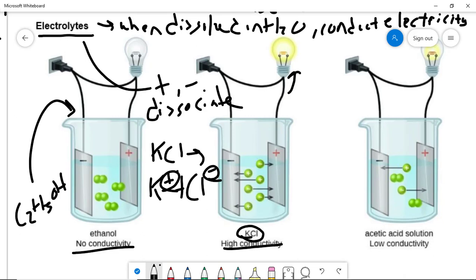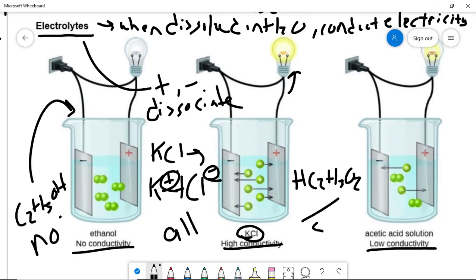Now, some things, like acetic acid here, have low conductivity because some of it breaks down, but not all of it. So here you have nothing that breaks down, here you have all of it that breaks down, and here you have some that breaks down. The key here is to be able to categorize different chemicals into electrolytes and non-electrolytes. We'll talk about the one on the right in just a couple of moments.